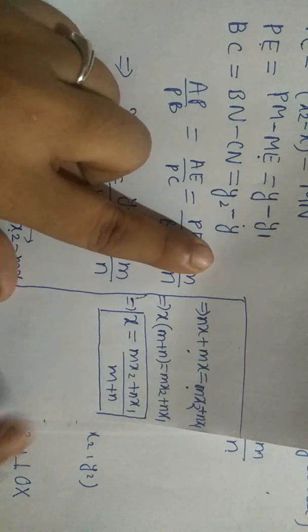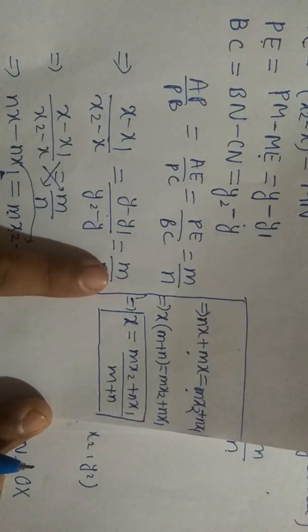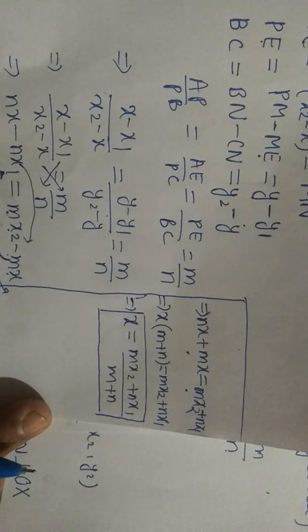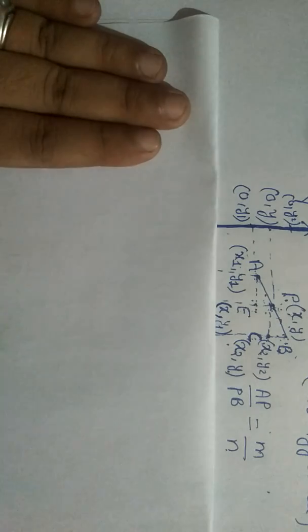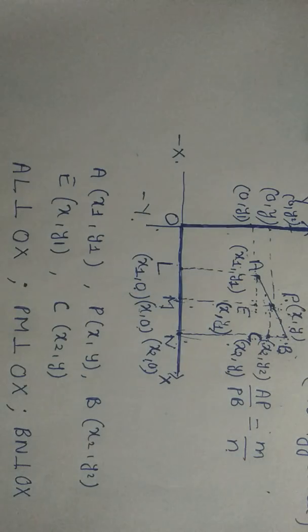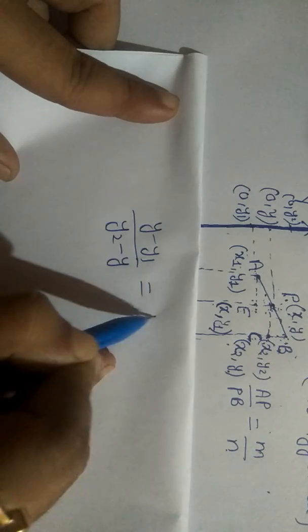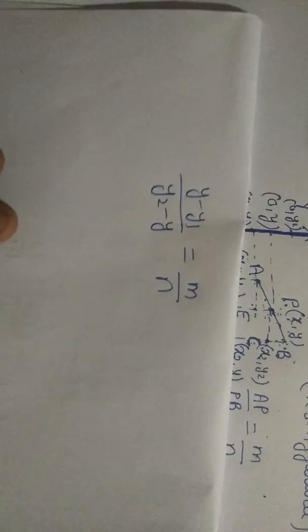Okay, now similarly we will equate y minus y1 upon y2 minus y is equal to m upon n, so that we will get the value of y. Okay, so students, I am giving you the explanation this way. Our ratio was y minus y1 and y2 minus y is equal to m upon n. Okay, this is y minus y1 and y2 minus y is equal to m is to n.